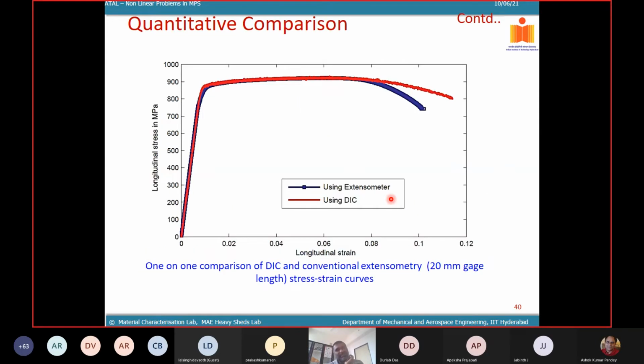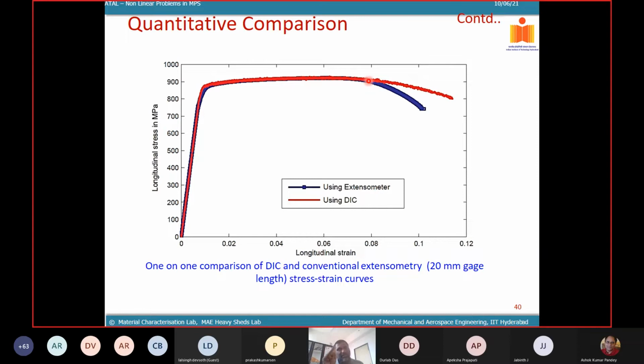So the basic question I was being asked is how does it compare with an extensometer? DIC comparison with an extensometer. You can see that the red one is DIC, and the blue one is an extensometer, and you have got a good match. This is a global behavior.